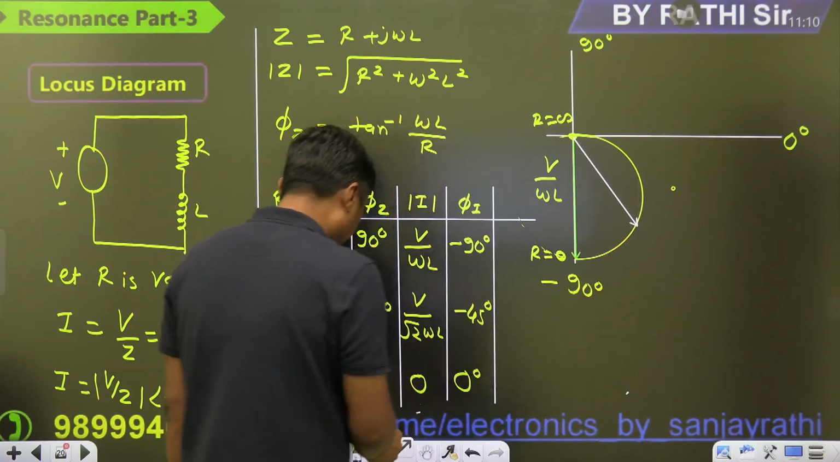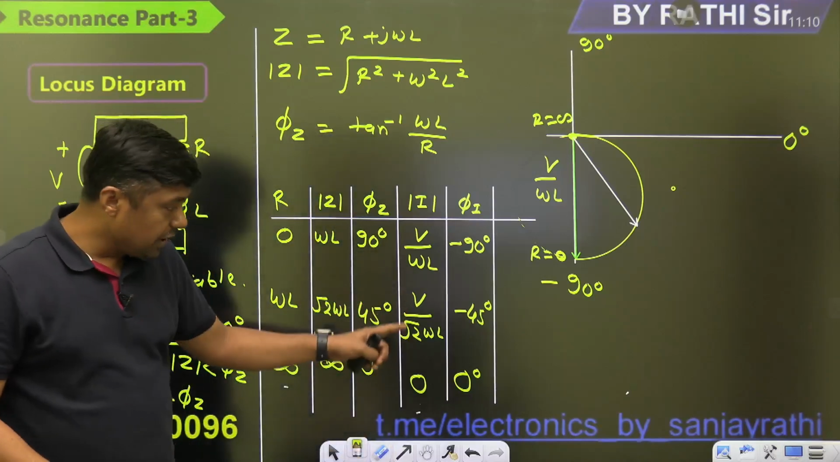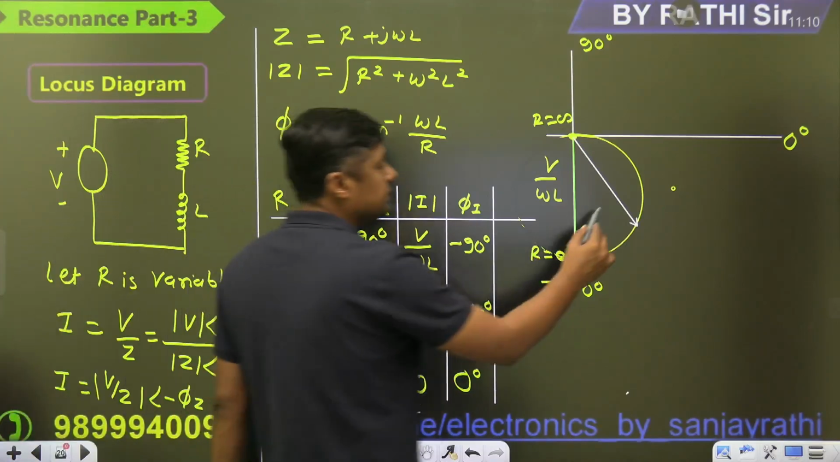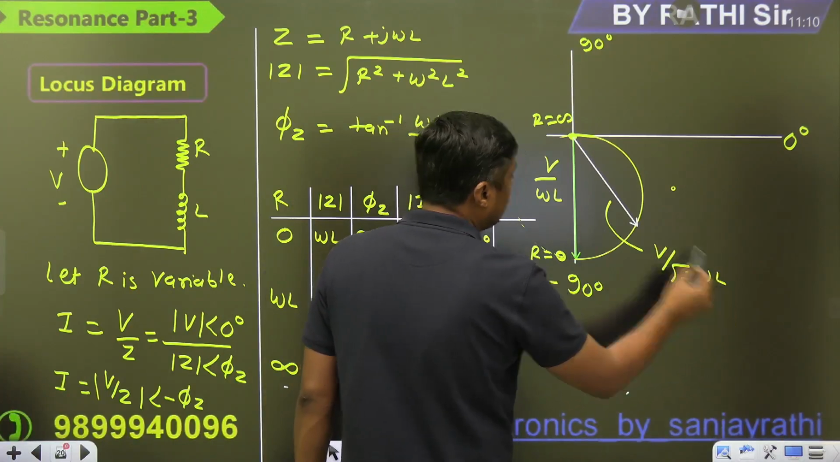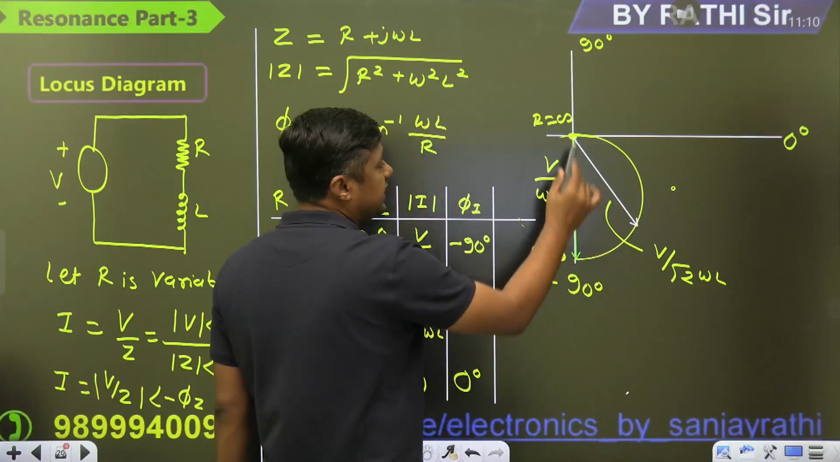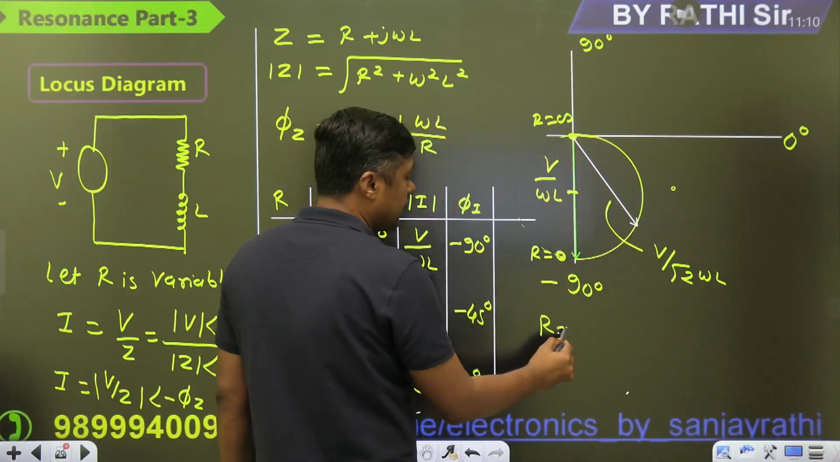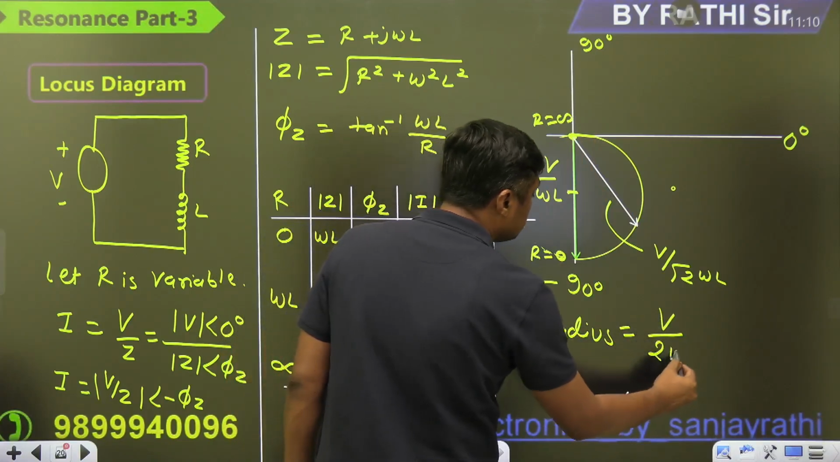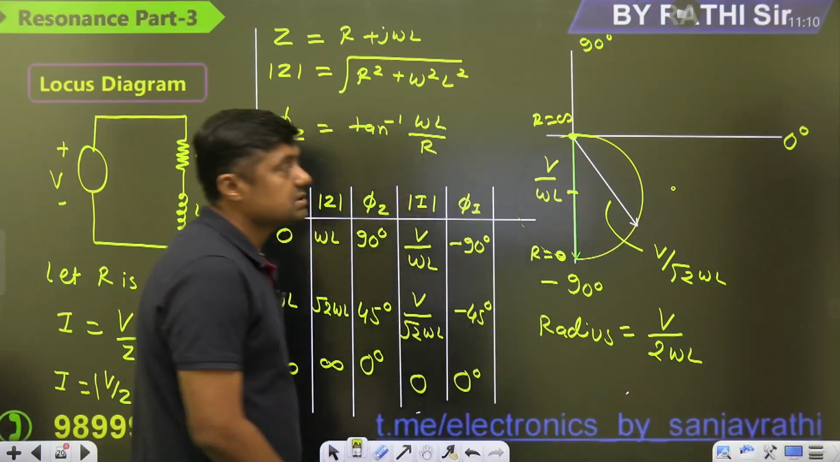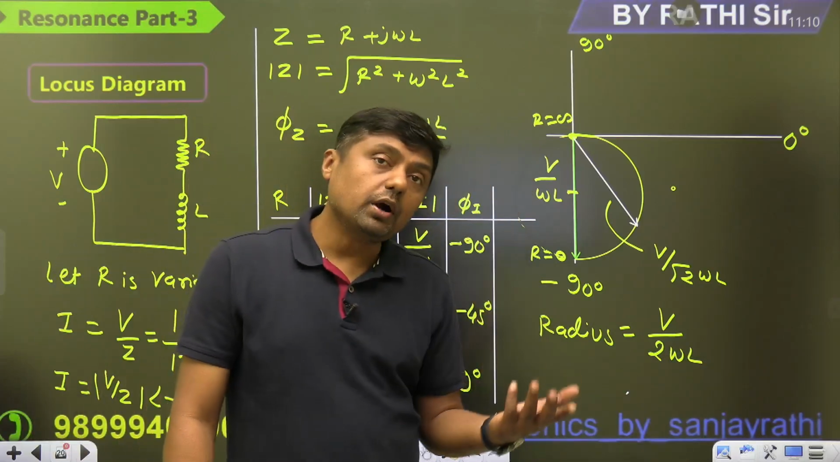And what is the length of that? V by root 2 omega L. This length, V by root 2 omega L. And what is the radius of that semicircle? This is the radius, half of this: V by 2 omega L. This is the radius. Is it clear? So in which quadrant? Fourth quadrant.